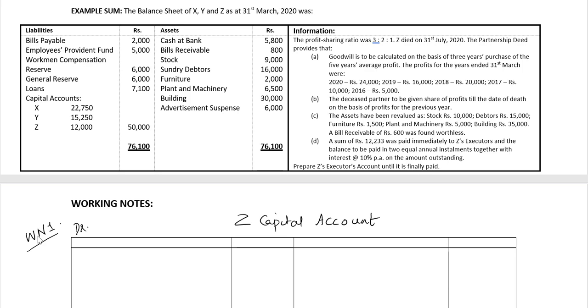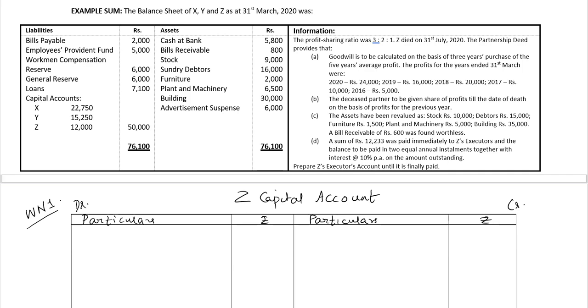Left side debit side and right side credit side. We have particulars, rupees, particulars, rupees. We will begin by bringing down Z's capital balance by balance brought down 12,000 rupees.